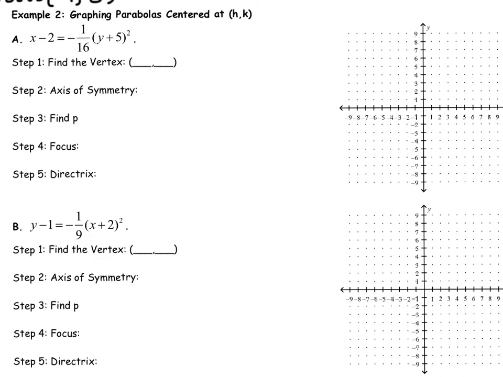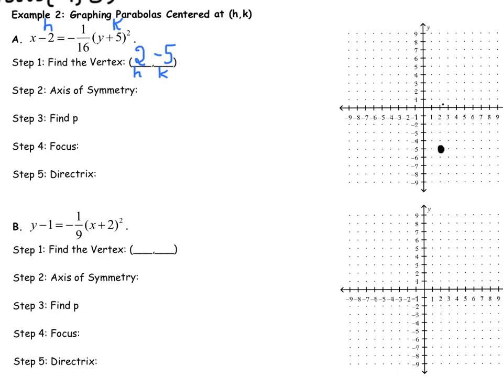Now it's time to graph them when they are not centered at 0, 0, but at (h, k). So if you recall, h and k come from whatever is right next to the x, that will be h, and whatever is right next to the y, that will be k. And they go in order with the opposite sign. So since it's minus 2, it'll be positive 2, and since it was plus 5, it will be negative 5. So let's plot that point. 2 over and 5 down.